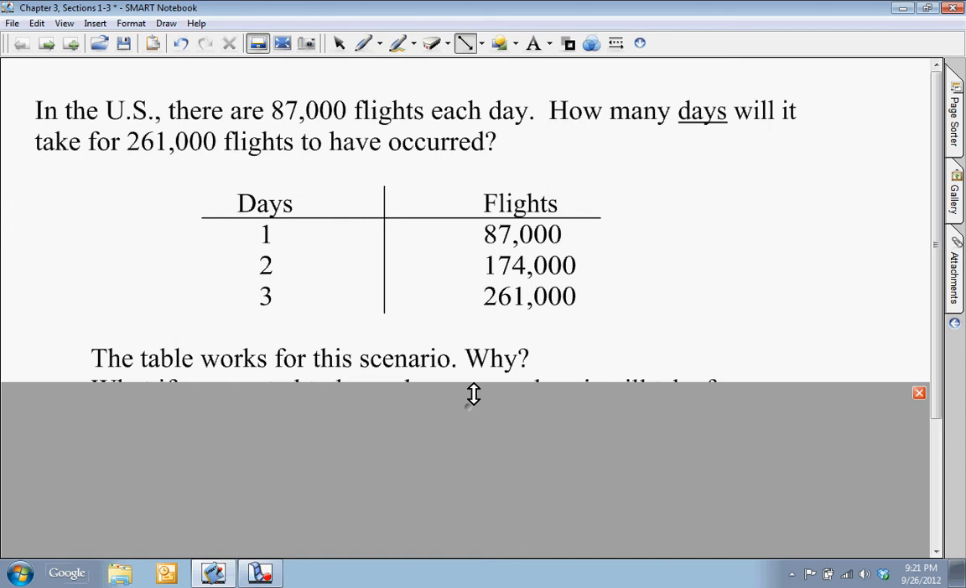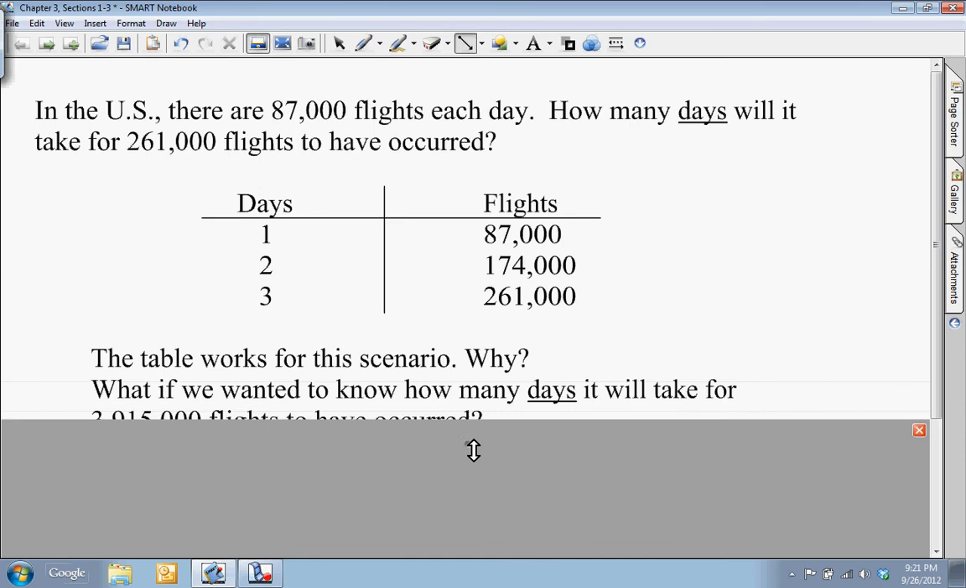Why do you think the table works for this scenario? Hopefully you recognize that because the number 87,000 is not too far removed from the number 261,000, by adding 87,000 to itself, you would quickly get 261,000. Unfortunately, as Coach Nabi pointed out, this methodology will not work in all instances.